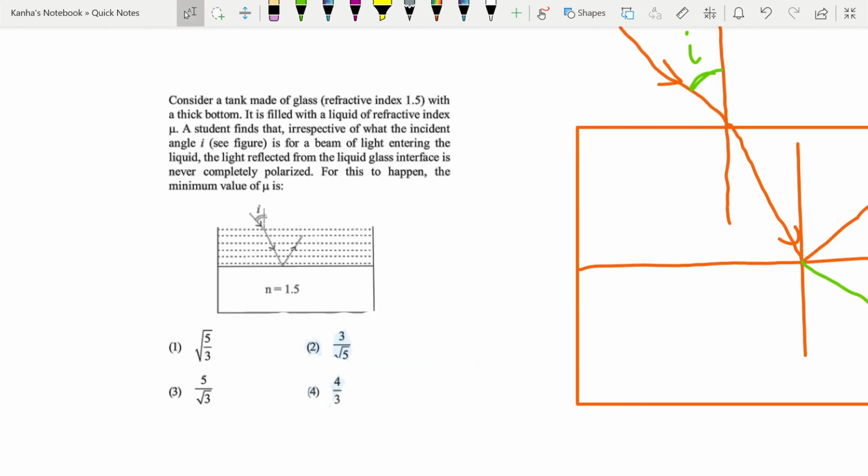Now let's look at a question. Consider a tank made of glass with a thick bottom. It is filled with a liquid of refractive index mu. A student finds that irrespective of what the incident angle I is for a beam of light entering the liquid, the light reflected from the liquid glass interface is never completely polarized. For this to happen, the minimum value of mu is given by what?